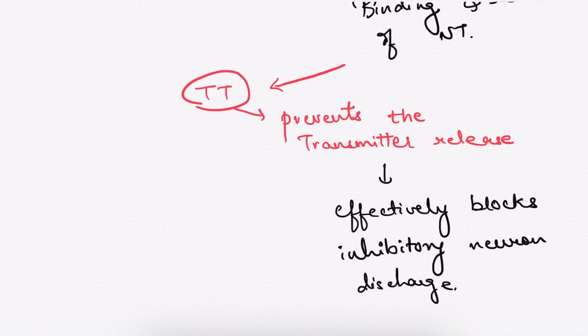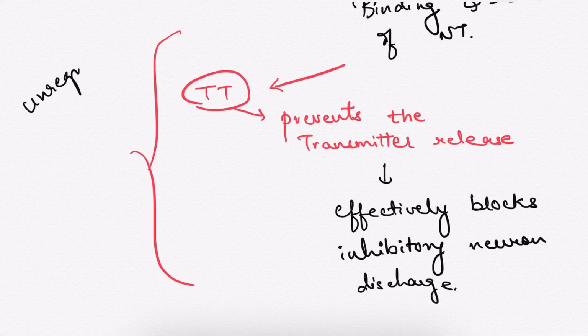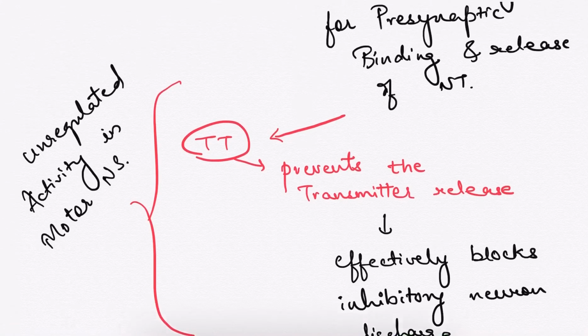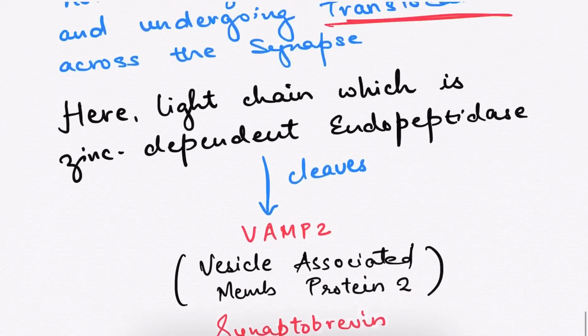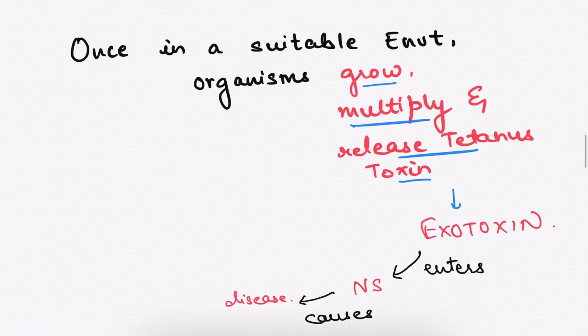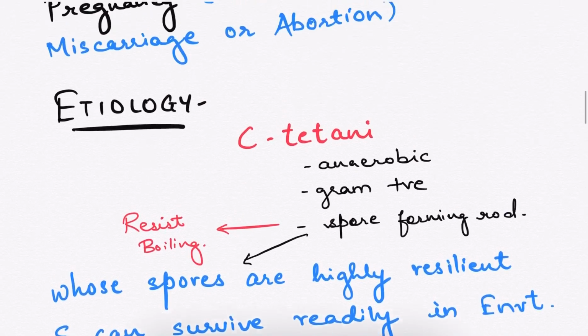This then results in unregulated activity in the motor nervous system. So this was all about the definition, etiology, epidemiology, and the pathogenesis of the tetanus toxin.